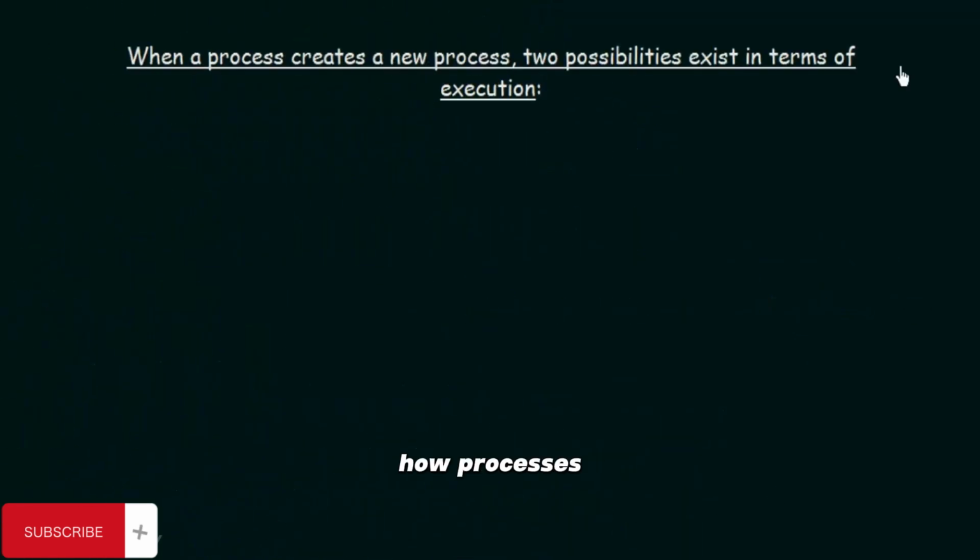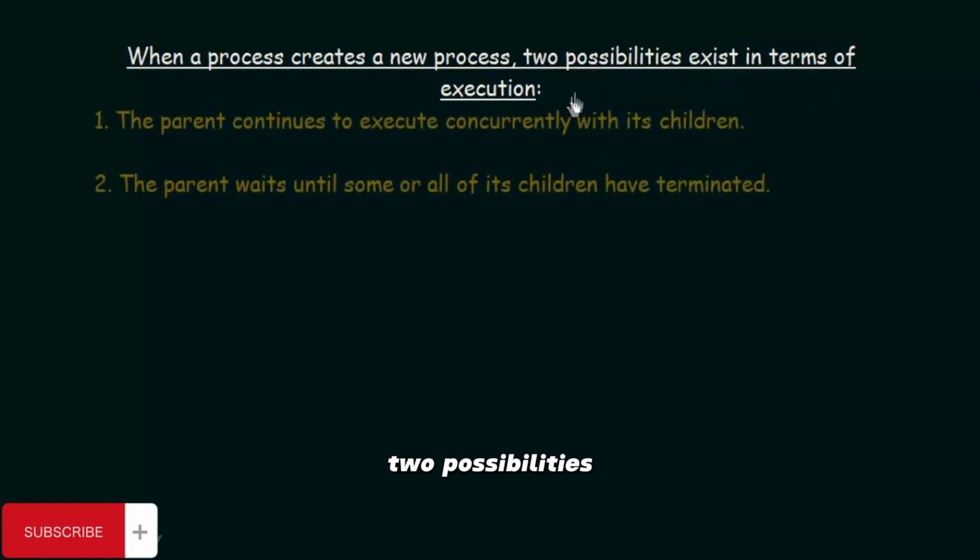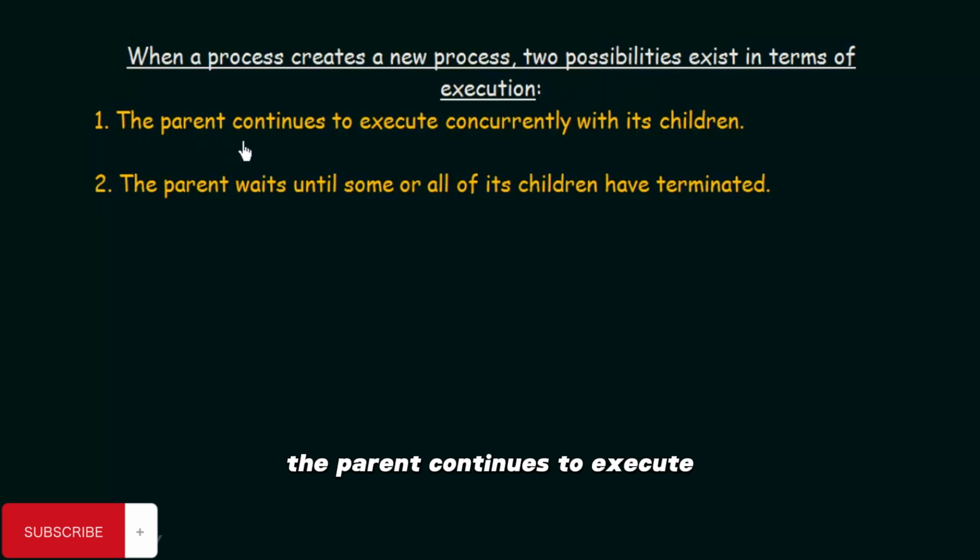Now, since we saw how processes are created, there are a few things that we need to remember when a process creates a new process. Two possibilities exist in terms of execution. So let us see what are the two possibilities. The first possibility is the parent continues to execute concurrently with its children, and the second possibility is the parent waits until some or all of its children have terminated. So when a process is created by another process, we have the parent process and the child process, or the children processes. All right.